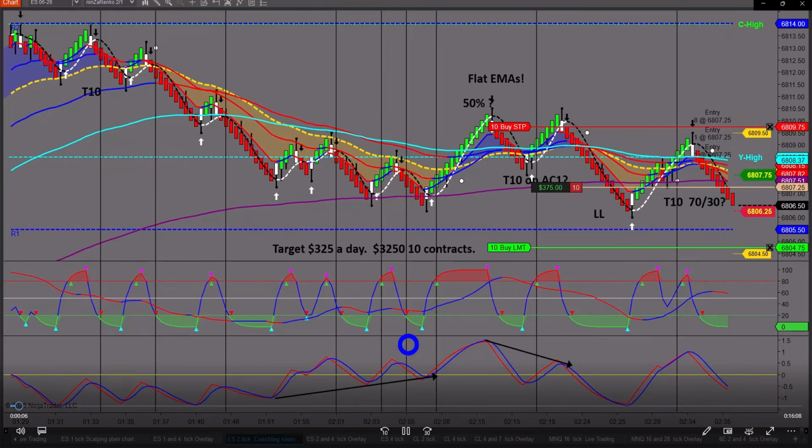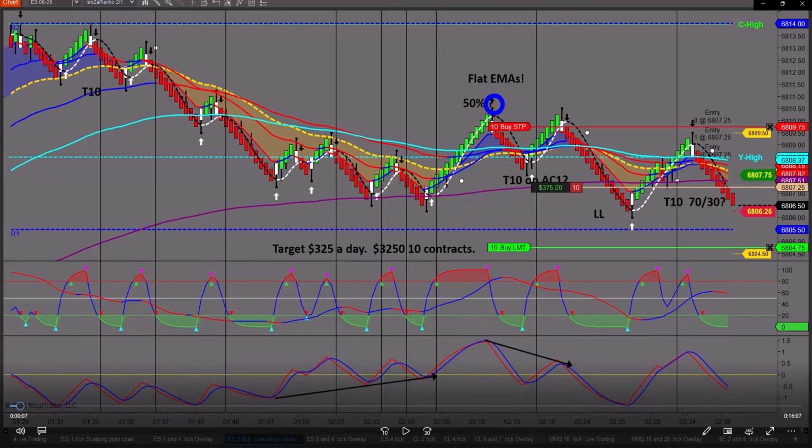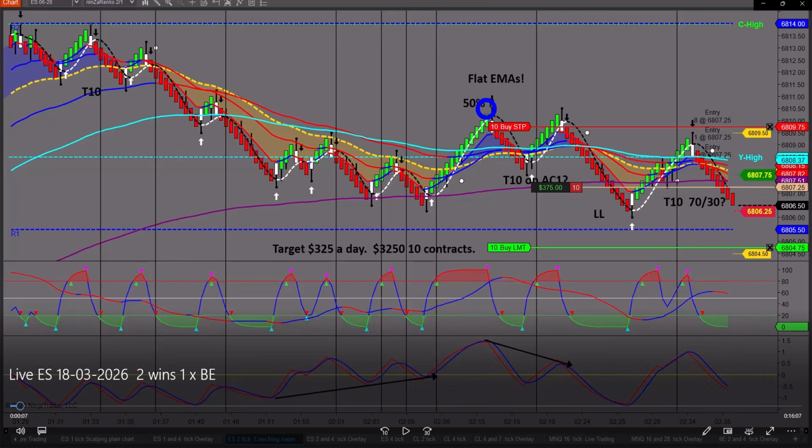Right here, let me just explain. I'll pause this video here. So first of all, we've got to be very, very careful around flat EMAs, major moving averages. Why? They'll act as support, and we nearly always get at least one bounce. Now up here where it says 50%, that was from the high to the low, that was a 50% retracement.